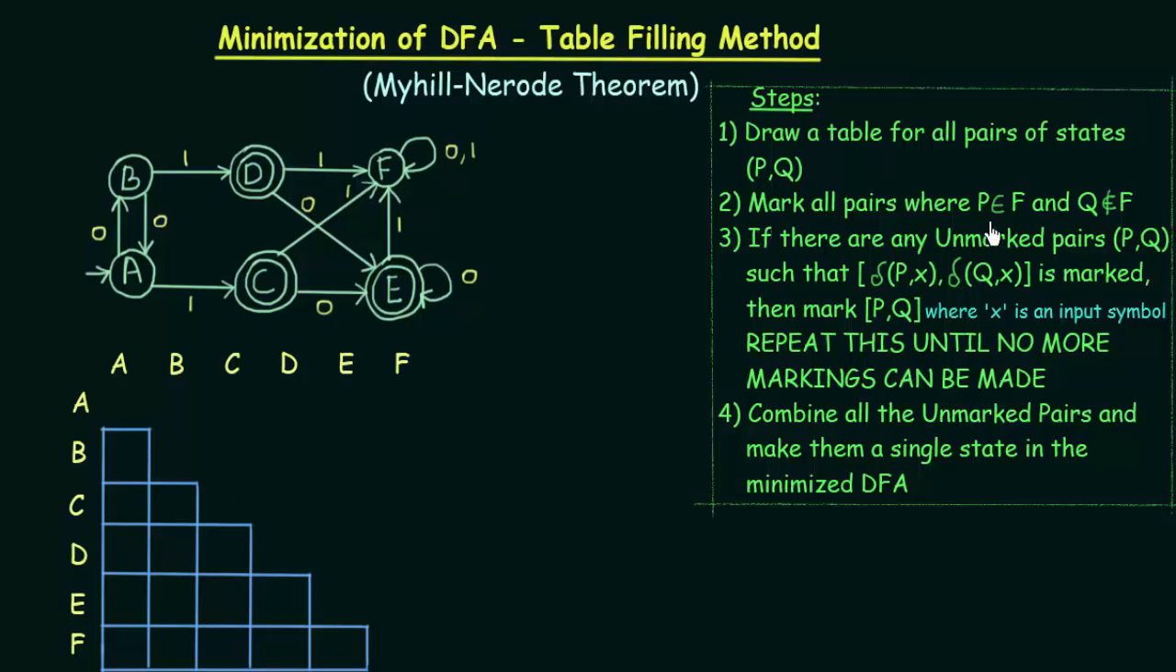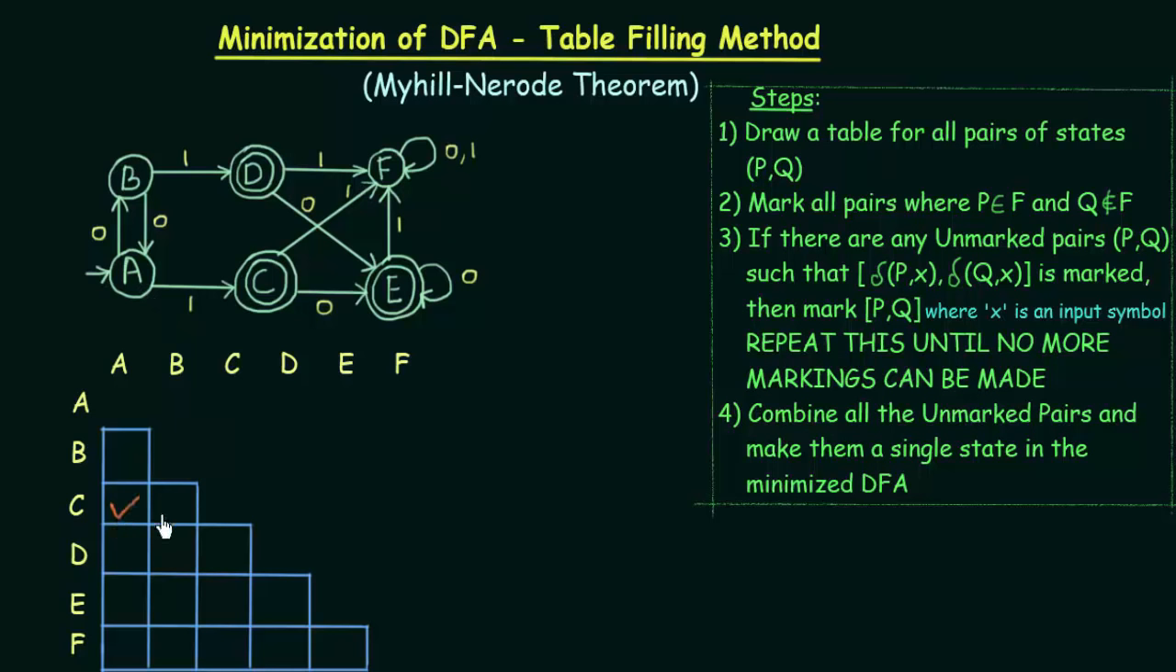Mark all pairs where P is a final state and Q is not a final state. Let us start from this. What is this pair? This is BA. Looking at the pair BA, we find that both of them are non-final states, so we don't have to mark them. Now coming to the next one, this is CA. Looking at the pair CA, you see that C is a final state and A is a non-final state, so we have to mark CA.